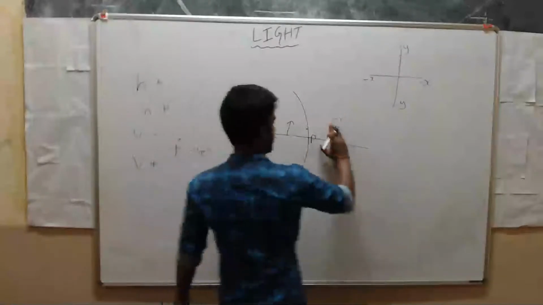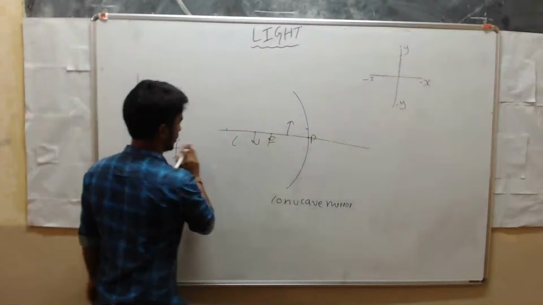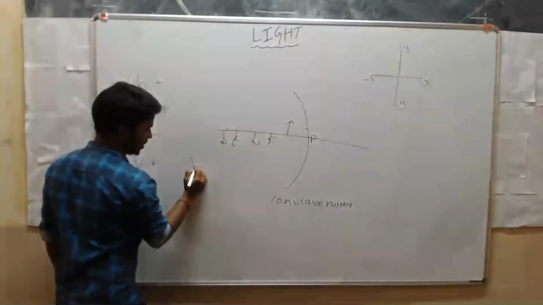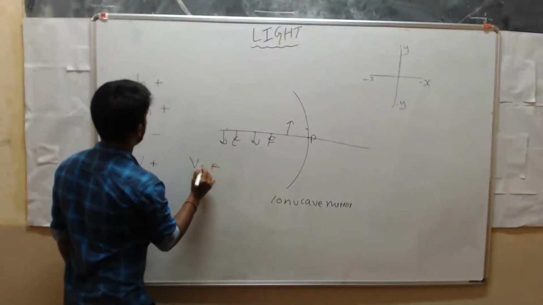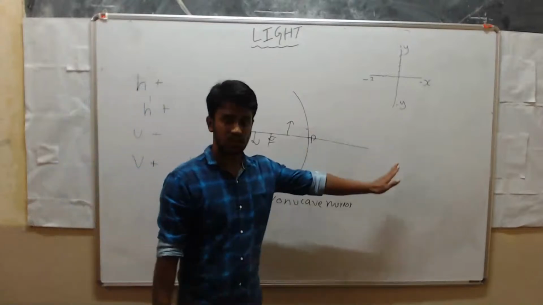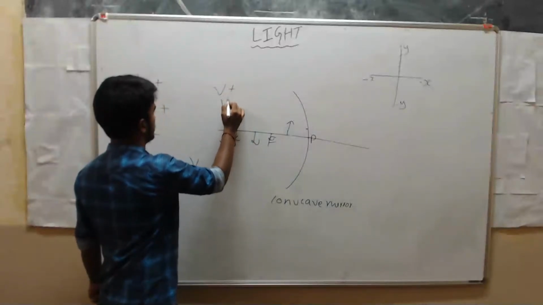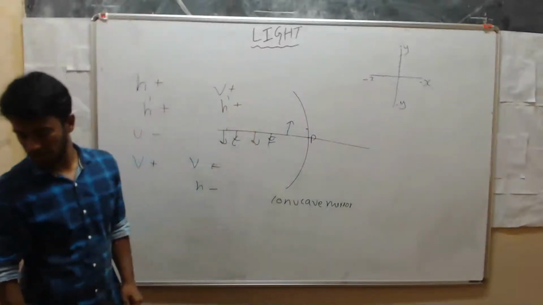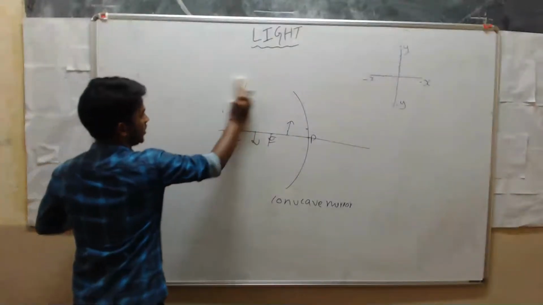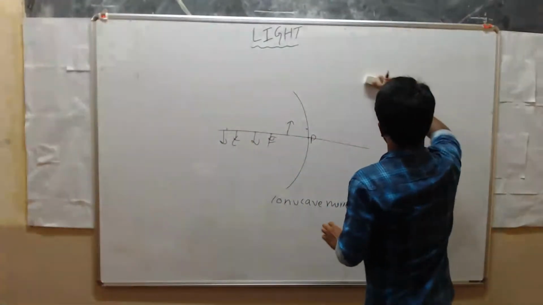Suppose you get an image at F, or between C and F, or at C, or behind C. In all these cases we should write the v value negative and the h dash value negative. Suppose you get the image on the right side of the mirror, that is, behind the mirror. At that time we should write the v value positive and the h dash value positive. So we have studied the image formation in the concave mirror.